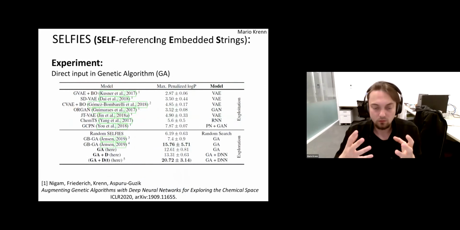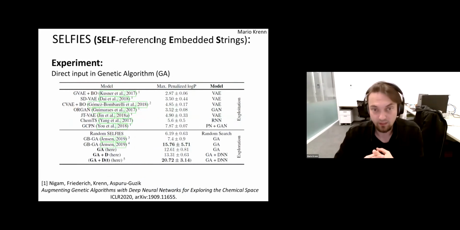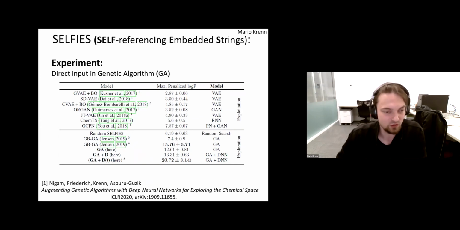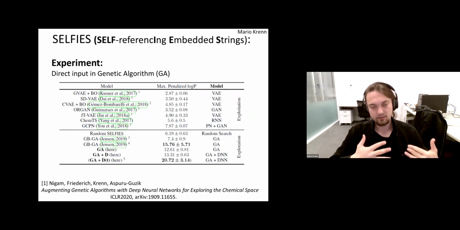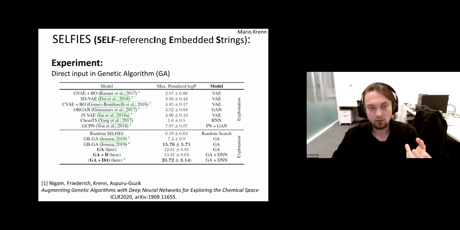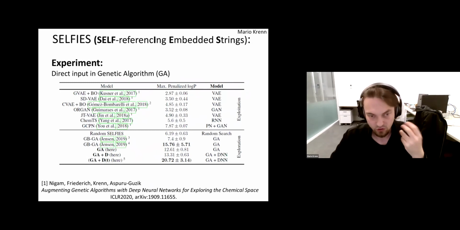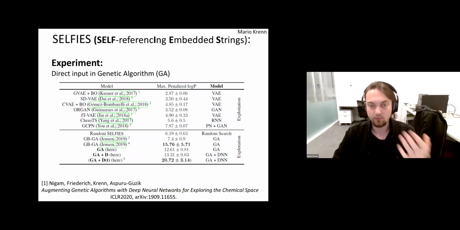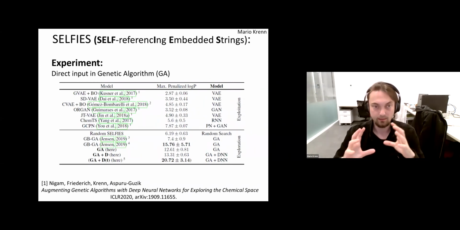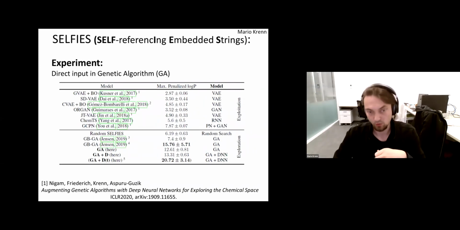We have used SELFIES now in a number of applications, and the first and most direct application is in a genetic algorithm that has been spearheaded by my super talented colleague Akshat Nigam and was published in ICLR last year. And here, just by changing from the SMILES to the SELFIES representation, we have a genetic algorithm that outperforms most of the other models.